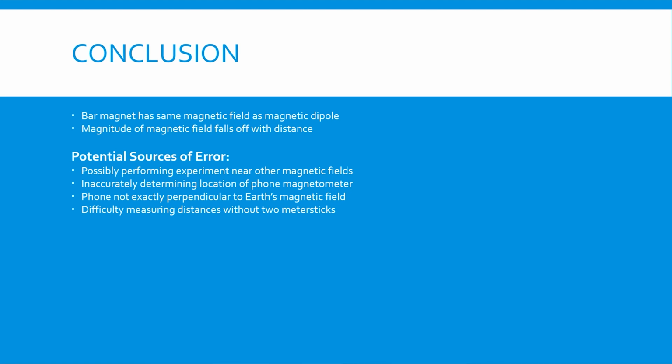A potential source of error, though, was possibly performing the experiment near other magnetic fields, like the electronic devices in my room. I could have also inaccurately determined the location of the magnetometer because aligning my smartphone perpendicular to magnetic north was very sensitive. I also had to resort to using a ruler and tape measure to measure the distances because 2-meter sticks were not available to me.